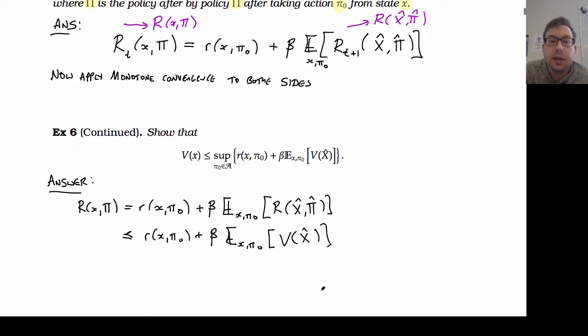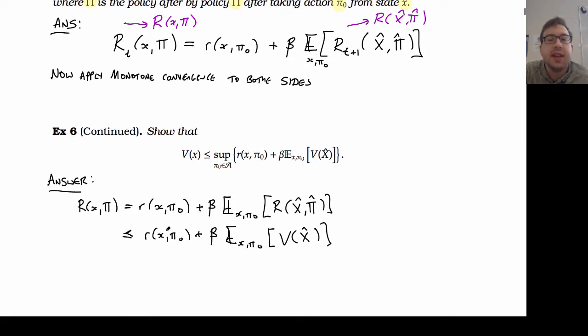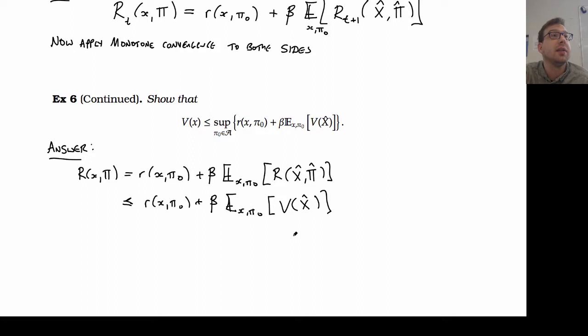Now, if I maximize this over the action that I take first, this side of the expression, that's also going to make it bigger. So I've taken one action pi 0 here, but if I maximize over all the actions, that's only going to make things bigger again.